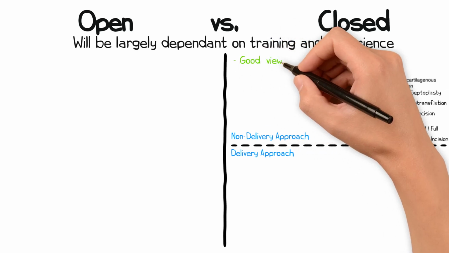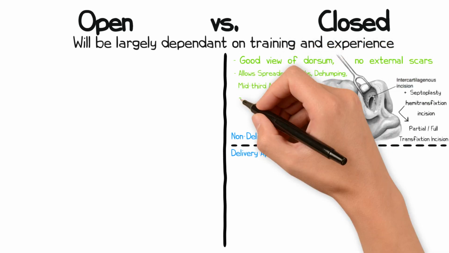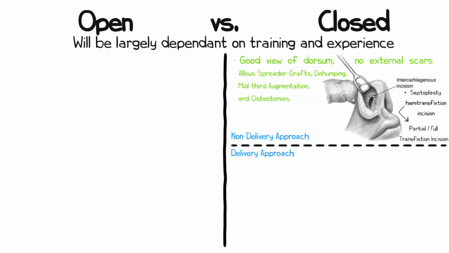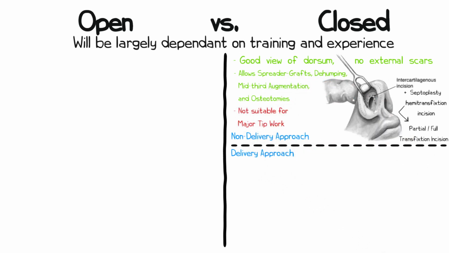It permits good views of the dorsum with no external scars. Spreader grafts and mid-third augmentation can be carried out this way, as well as dehumping and osteotomies, but in order to undertake major tip work, a delivery approach is needed.